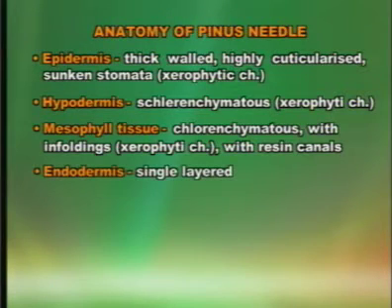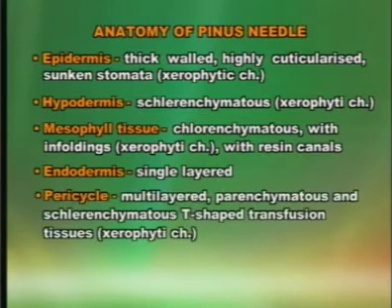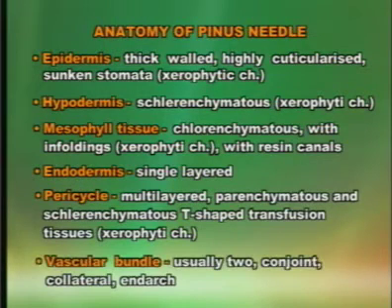Then comes the endodermis, which is single layered, and pericycle, which is multi-layered. But what you find is the sclerenchymatous T-shaped transfusion tissue. It is also a xerophytic character shown in the Pinus needle. Vascular bundles are usually two, conjoint, collateral, and endarch. This is the structure of the Pinus needle.